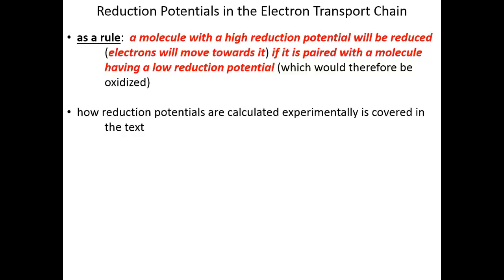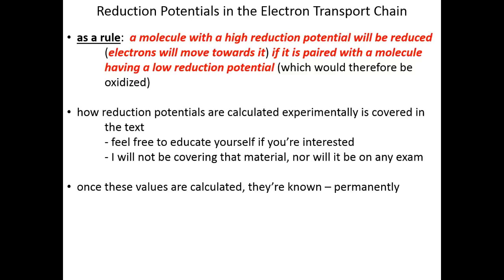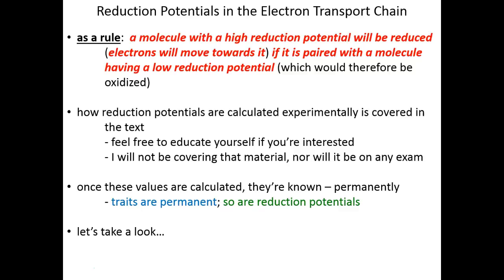How reduction potentials are calculated experimentally, how you can actually determine the reduction potential of an electron carrier, is covered quite well in the textbook. But we don't really go into that here. If you're curious, you're more than welcome to explore that, but I'll never assess you on that understanding. We won't be covering that material here or in any exam. Just know that once these values are calculated, they are known. They're permanently known because, again, those values never change. They're constants for each electron carrier. They're permanent. So let's take a look.